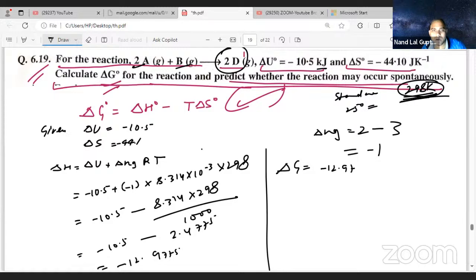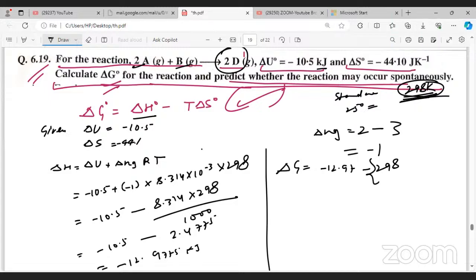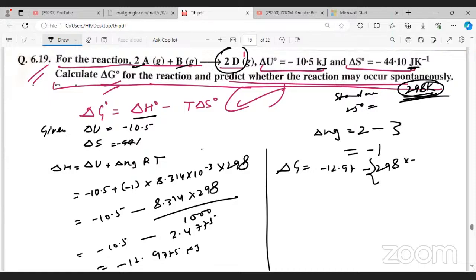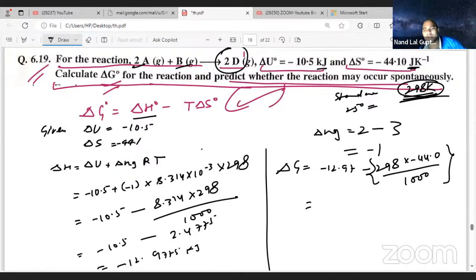Delta H value, then minus T, here is T 298, and the S value they have given in joule. Here we got the kilojoule, na? Yes, kilojoule. And here they have given joule, joule per Kelvin. So this again we have to divide by 1000. We can do this as joule per Kelvin, and here we will convert to joule. Anything you can do.